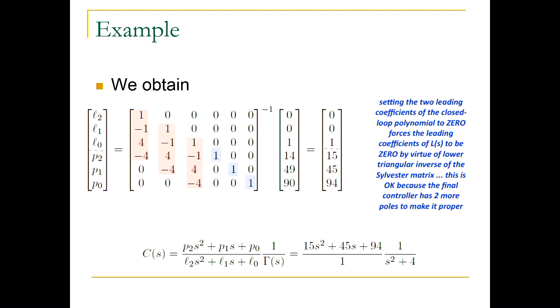So the controller transfer function is P of S over L of S times 1 over gamma. But note here, P is second order, L is a zeroth order polynomial, and that would cause problems in general, but not in this case because we still have this gamma polynomial. So the controller is causal and implementable because of the gamma polynomial.